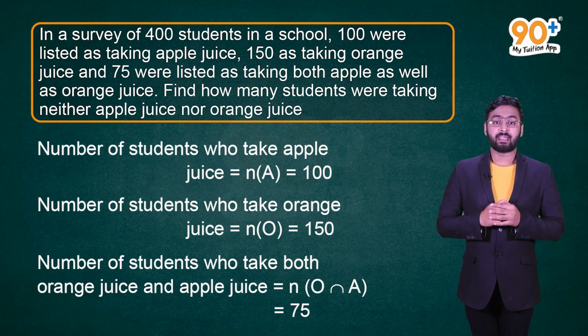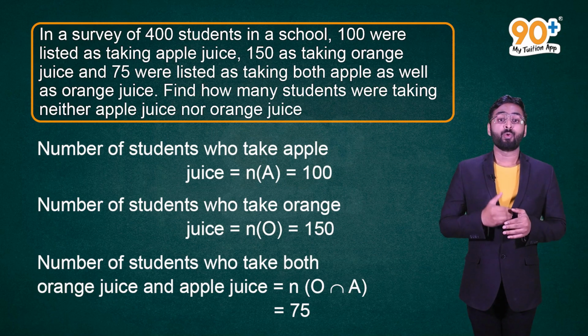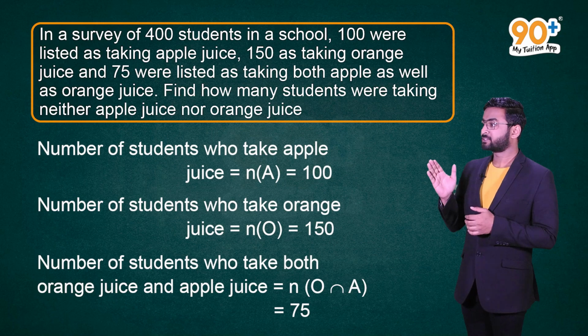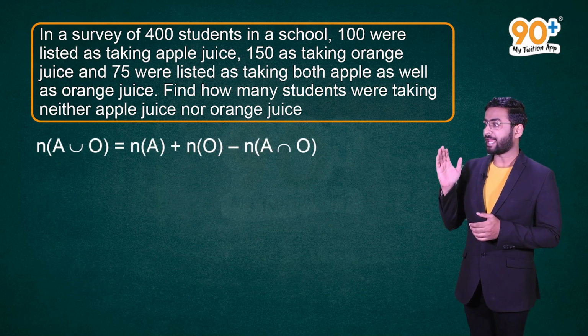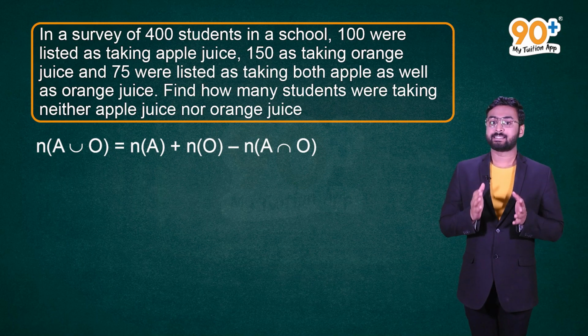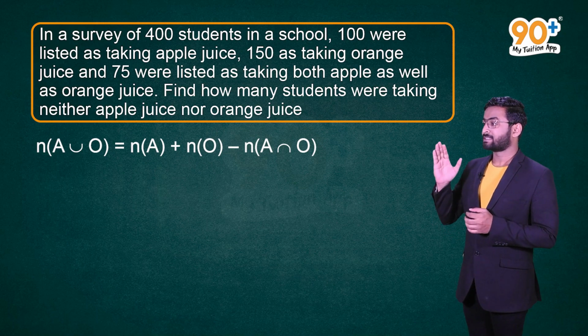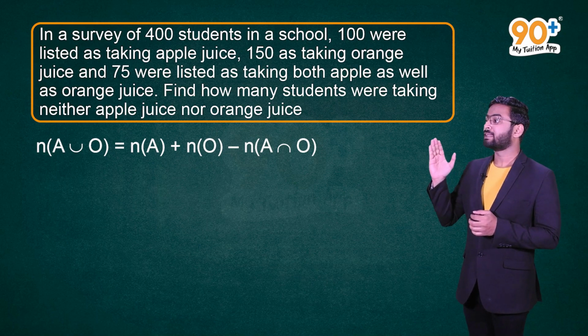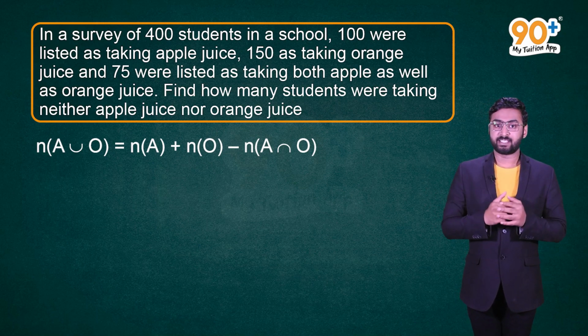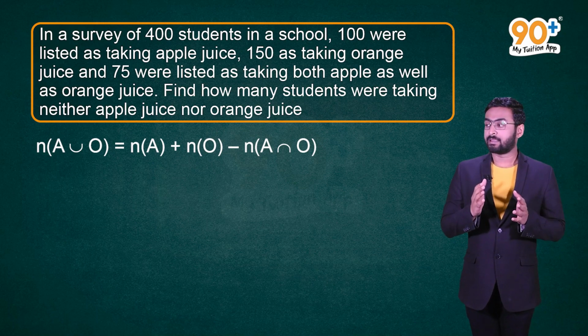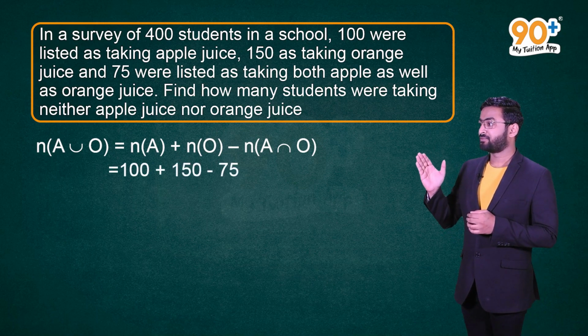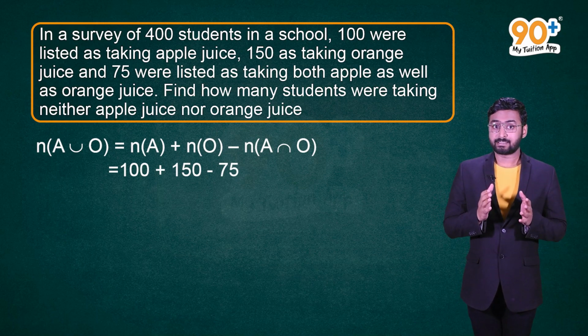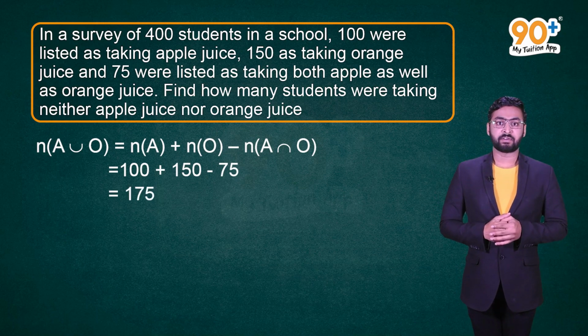With this data, we have to find out the number of students who neither take apple juice nor orange juice. But first, we need to find the total number of students who drink either apple or orange juice, that is n of A union O, which is equal to n of A plus n of O minus n of A intersection O. Now let's substitute the values here. Then we get 100 plus 150 minus 75, and that is equal to 175.